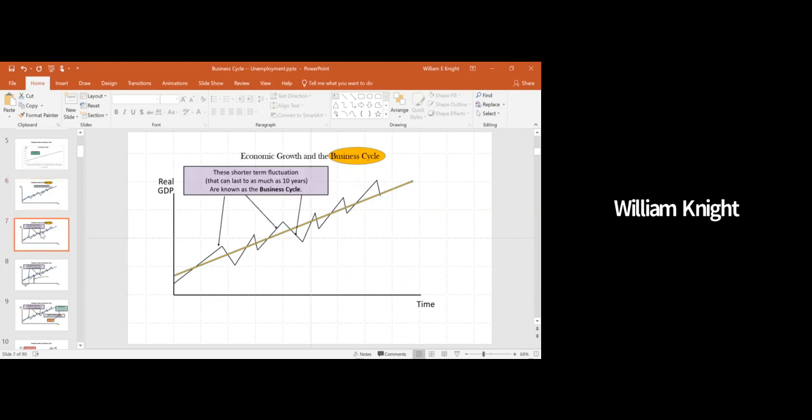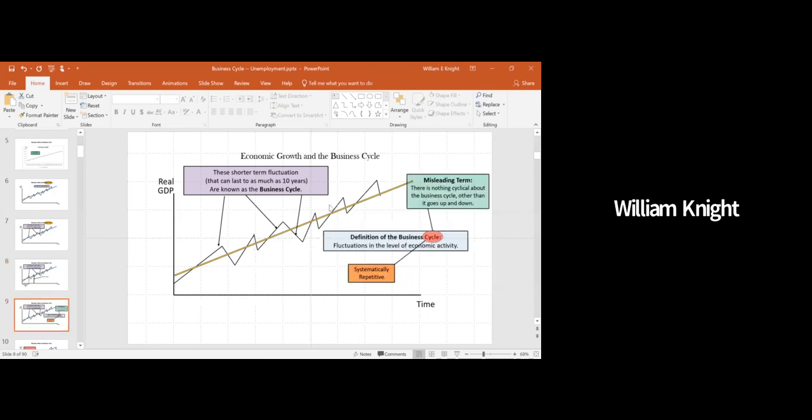Now, these short-term fluctuations can last as long as 10 years, or maybe as little as 3 months. The term business cycle is a misleading term. It simply means fluctuations in the level of economic activity. Now, the term cycle means systematically repetitive. It makes a pattern and then repeats that pattern, then repeats it again. But there is nothing cyclical in this sense, nothing repeating about the business cycle, other than the fact that it goes up and down.